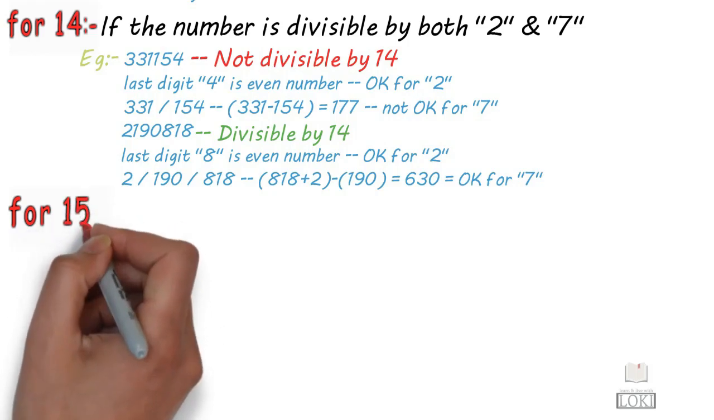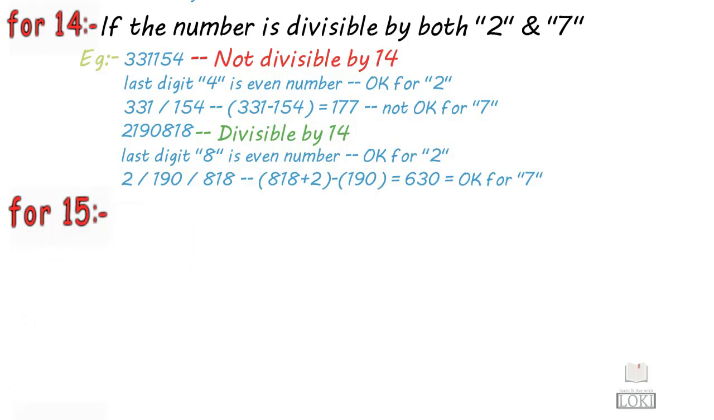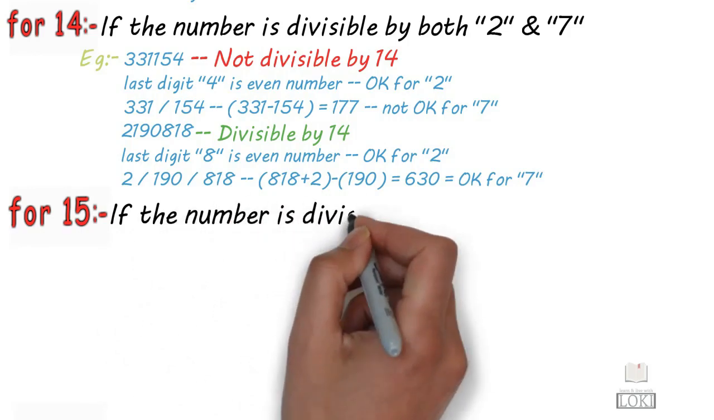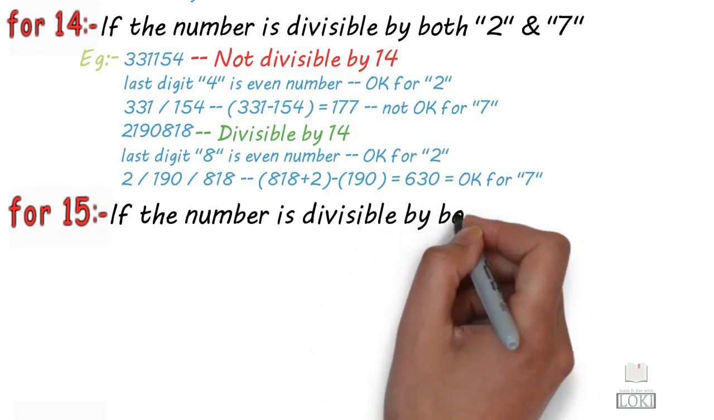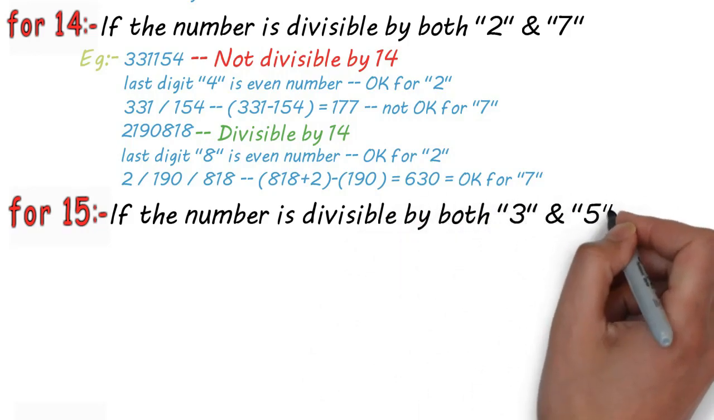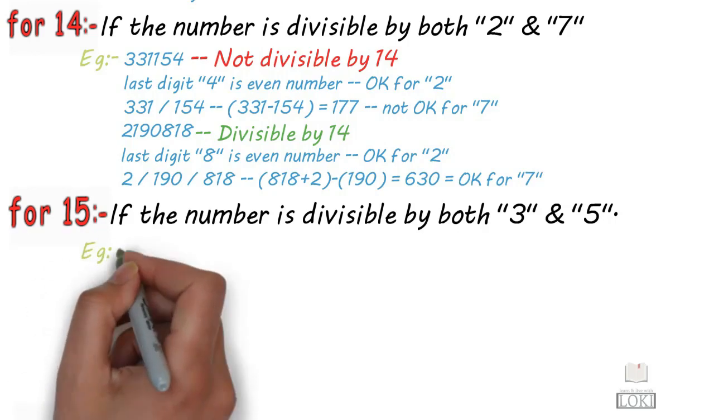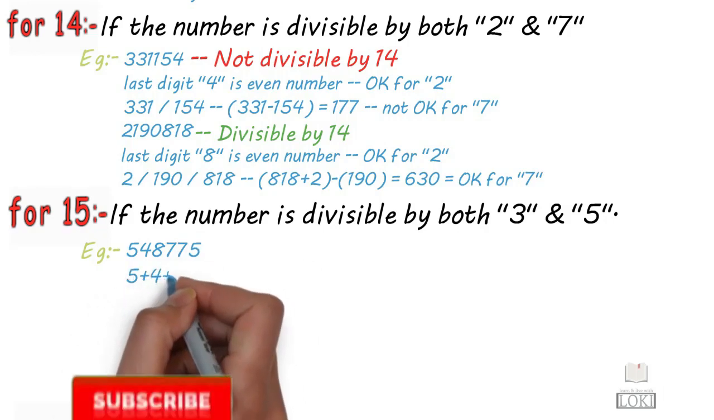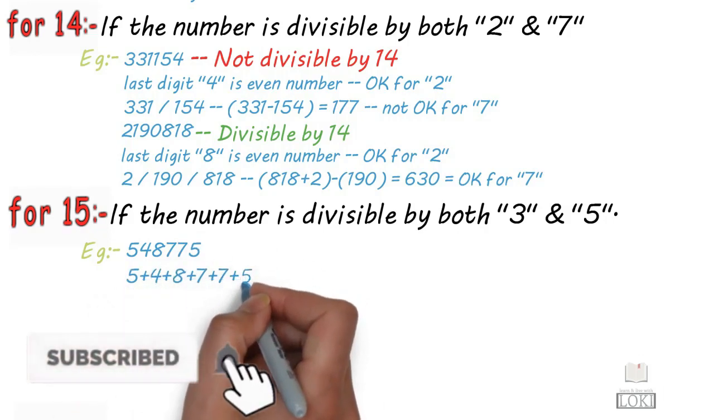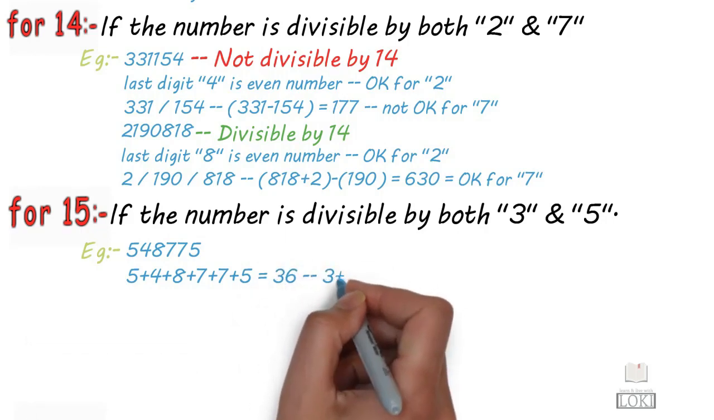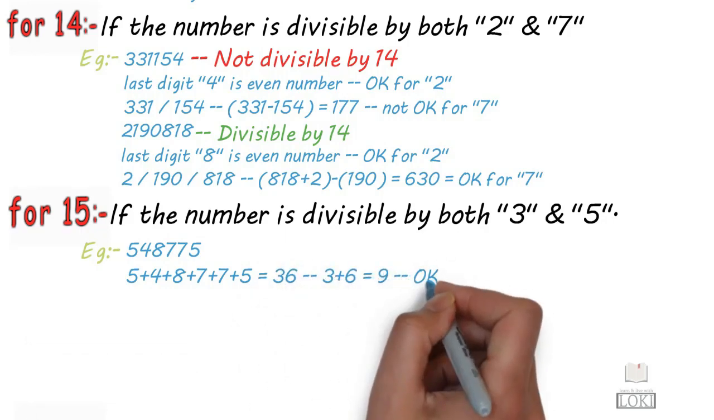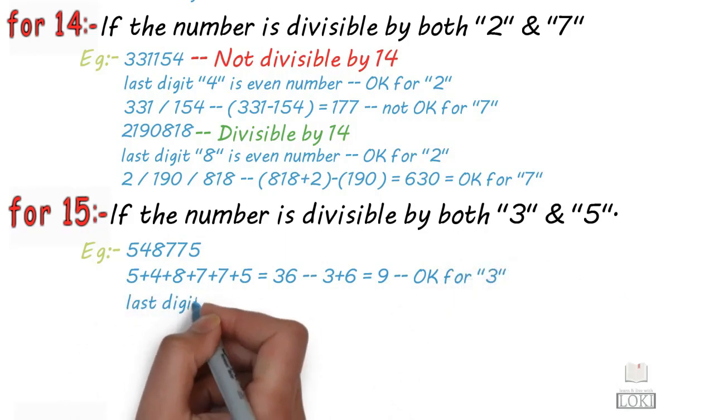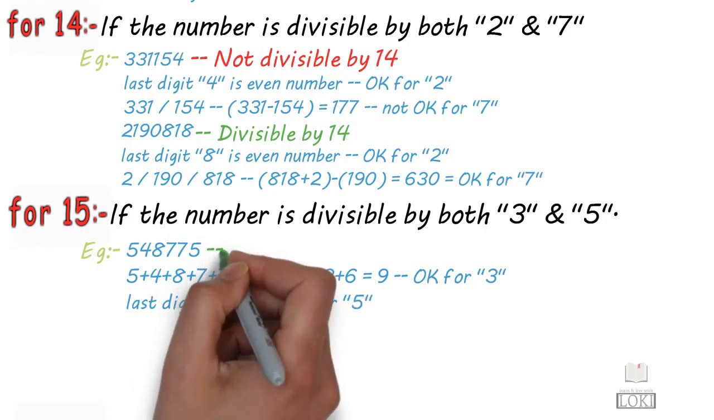Now let's see the divisibility rule for 15. For 15, we can say that a number is divisible by 15 if that number is divisible by both 3 and 5. Now let's see an example. In this example, for 3, we have to add all the numbers and we get 36. If we add again, we get 9. So 9 is a multiple of 3, so this number is divisible by 3. And for 5, we know that the last digit should be 5. Here we have 5, so this whole number is divisible by 15.